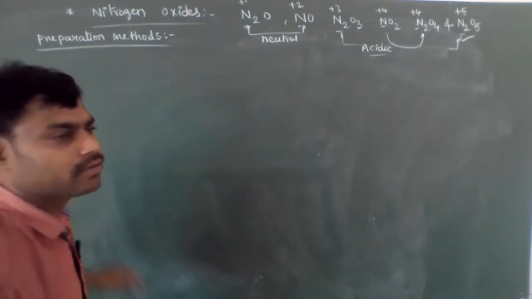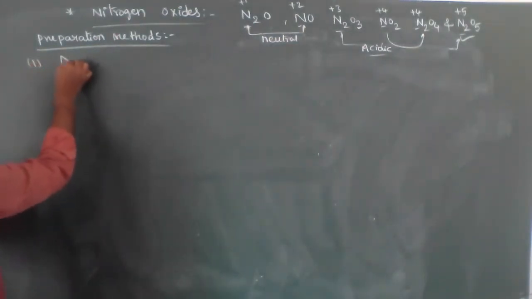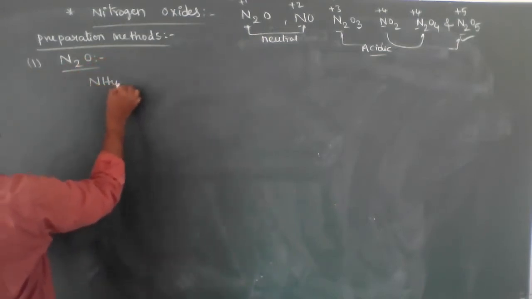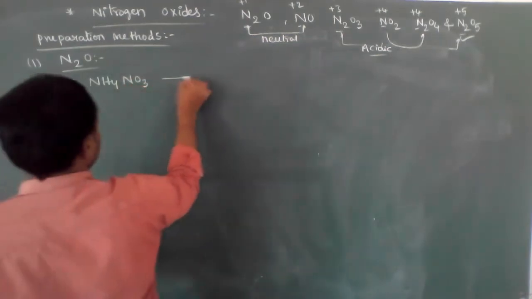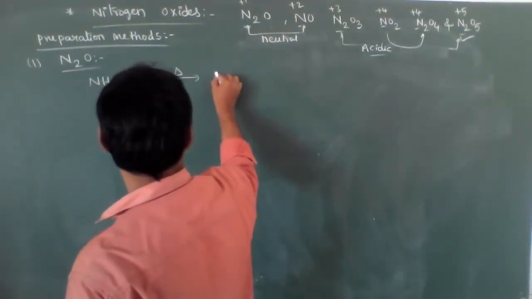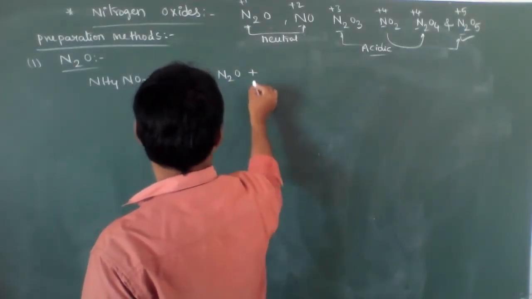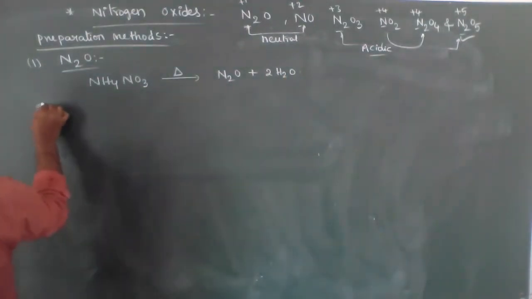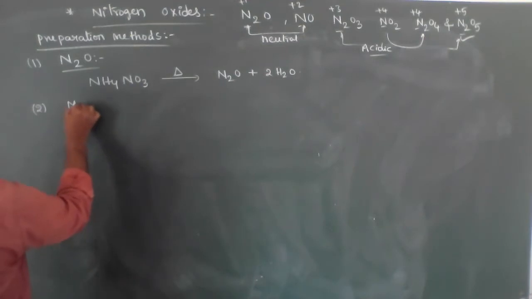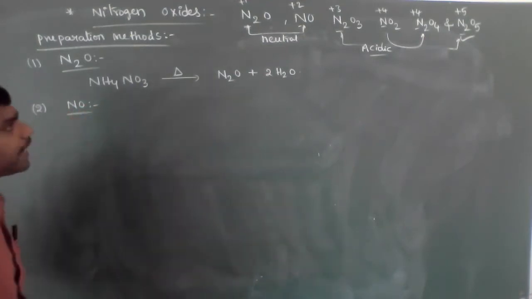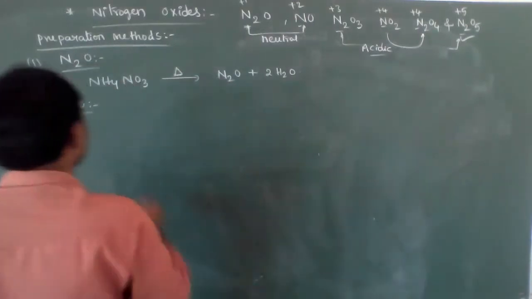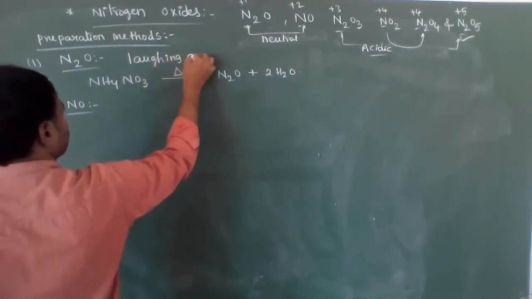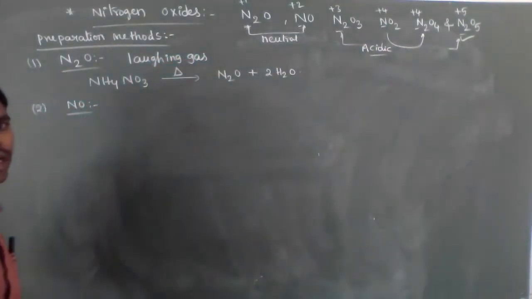Let's see the preparation methods of nitrogen oxides. The first one is N2O. We can prepare N2O from ammonium nitrate. NH4NO3 on decomposition produces N2O plus 2H2O. N2O, nitrous oxide, is also known as laughing gas.